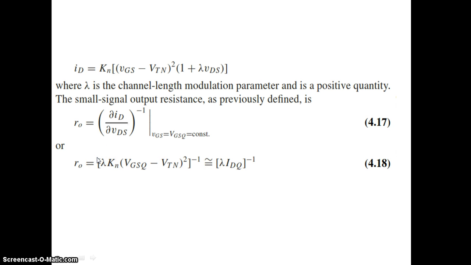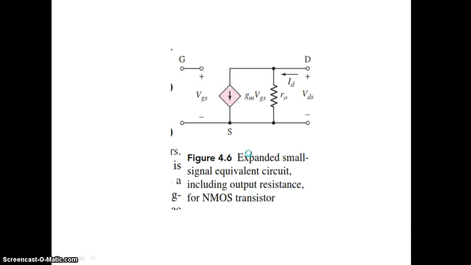Okay. So this is the expression for ID by VDS. Here we find ID by VDS. When you find ID by VDS, it will be given by lambda Kn (VGS minus VTN) squared, because the other term goes away on the right hand side. So the whole inverse, which equals the inverse of lambda IDQ. This is again IDQ. So RO equals the inverse of lambda IDQ. So this is the expression for the output resistance.